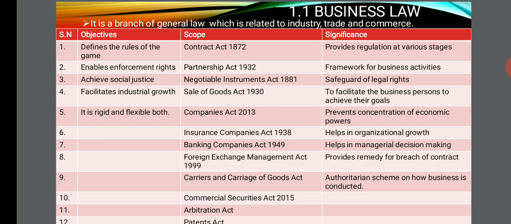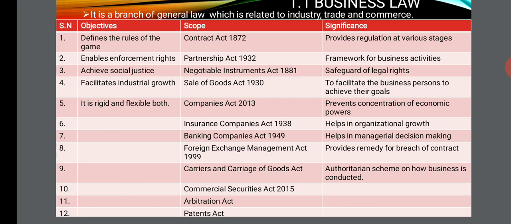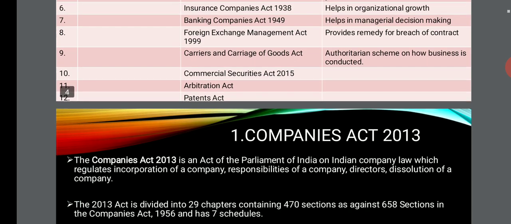Let us talk about the significance of business law, why we study business law, what is the use of business law. It provides regulation at various stages of the business. It provides a framework for business activities. It provides safeguard of legal rights. It facilitates the business person to achieve their goals. Prevent concentration of economic powers, so that the power is distributed among various people and does not get concentrated in the hands of a few people. Helps in organizational growth. Helps in managerial decision making. It provides remedy for breach of contract, and an authoritative scheme on how business is conducted. So it is also a guideline, a scheme of how business is to be conducted.